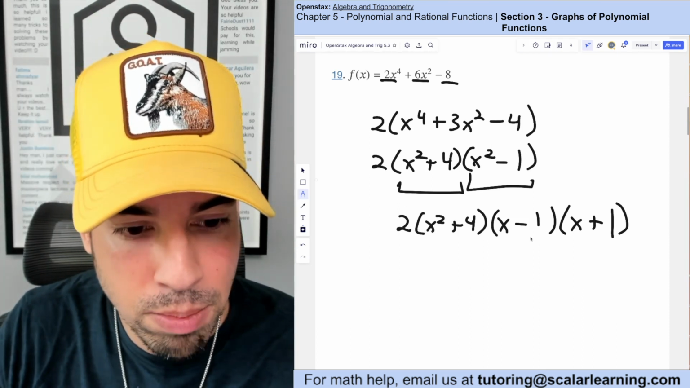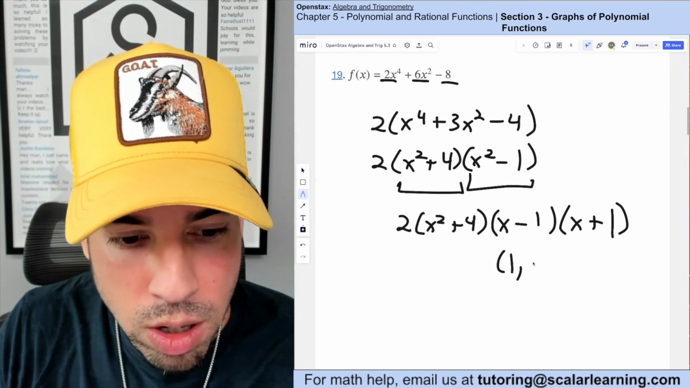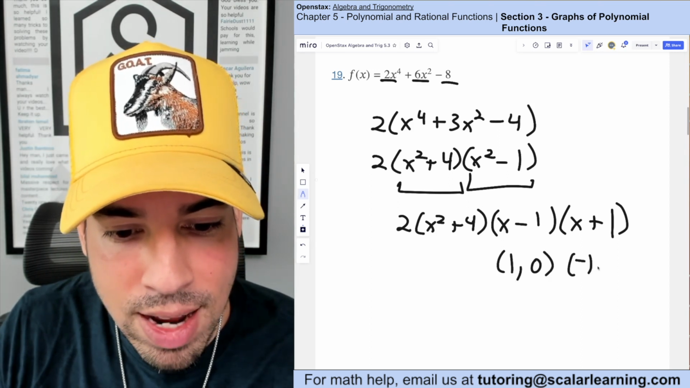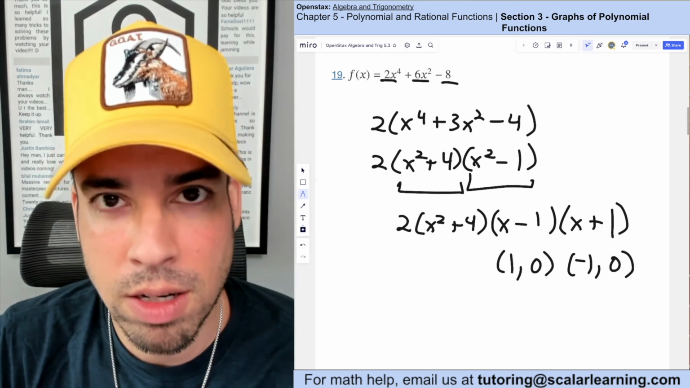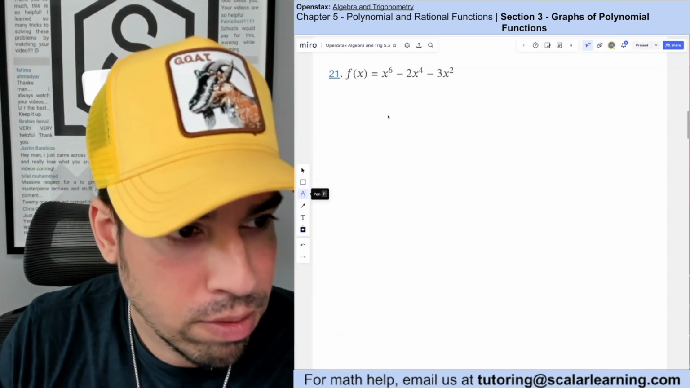Don't worry about the constant. But here we zero out at 1, and here we zero out at -1. So those are your two x-intercepts. Boom, done. For this one, we're going to start with the GCF of x squared.